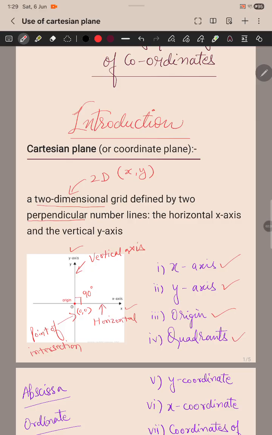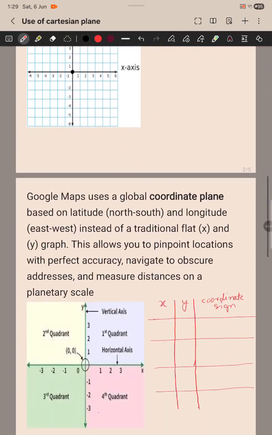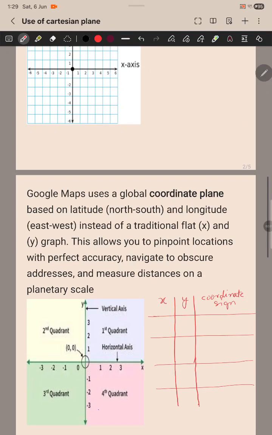Quadrants. What is a quadrant? It is one of the 4 infinite regions created by the intersection of the horizontal axis and vertical axis on a Cartesian plane. See, these 2 axes divide the plane into 4 equal parts, which are numbered, as we can see here: first quadrant, second quadrant, third quadrant, and fourth quadrant.